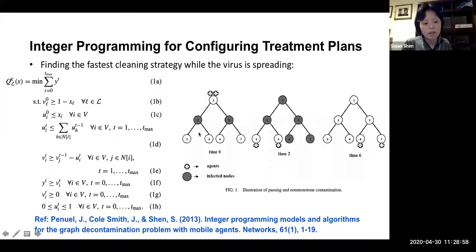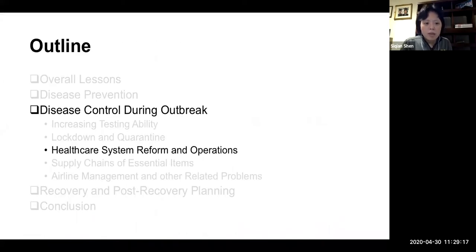And you can define certain rules for how they clean. For instance, if they both arrive at the same node, then the virus will get cleaned. That way you can map your whole place as some sort of network and try to use a formulation like this to decide the best cleaning strategies. Okay, so these are talking about the testing, lockdown, quarantine.